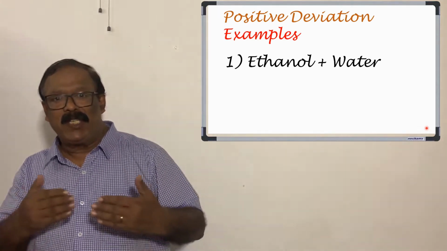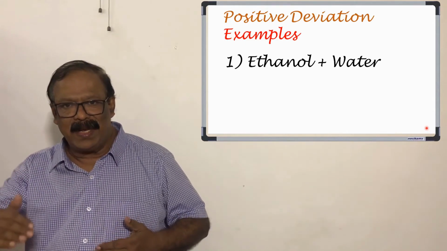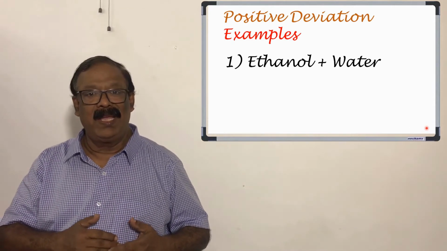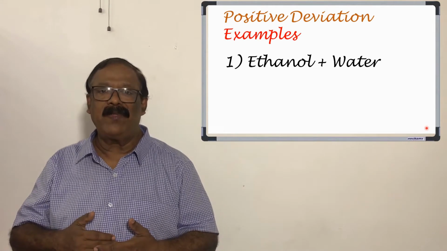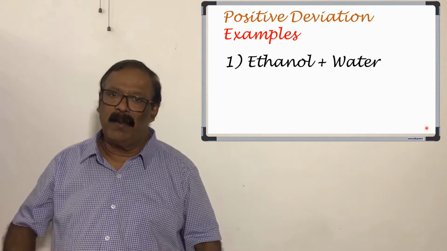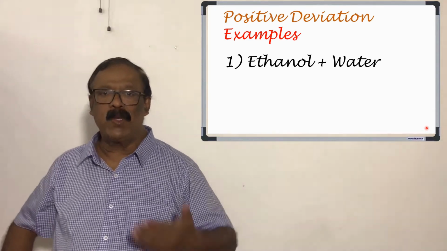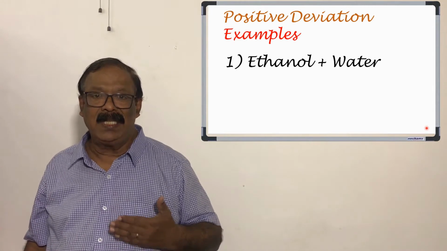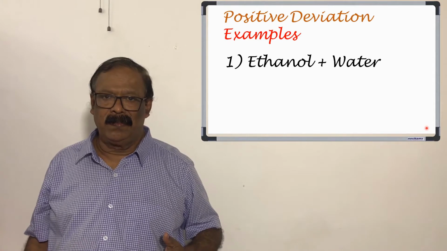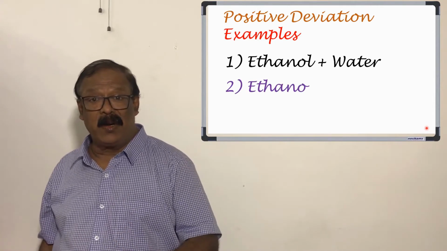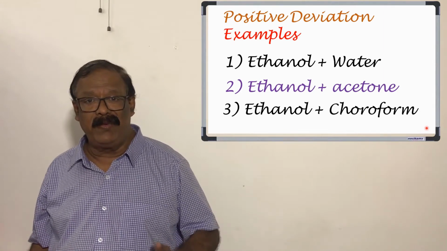When ethanol is mixed with water, there will be a cooling effect. That is, temperature will come down. Why? Because when ethanol is added to water, some of the hydrogen bonds are broken. Bond breaking is an endothermic process, and the energy required is absorbed from the solution. This leads to decrease in temperature. Ethanol plus acetone is another example for solution showing positive deviation.